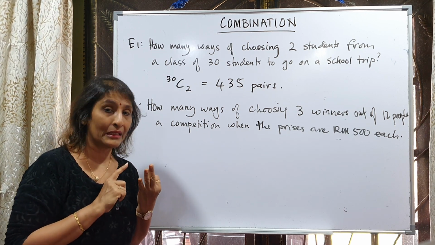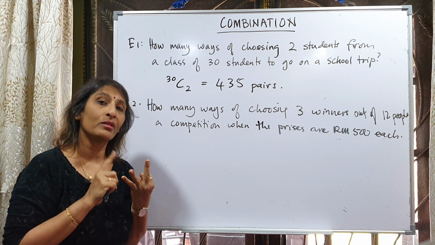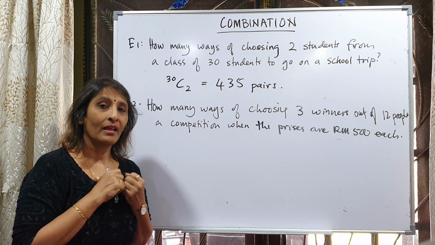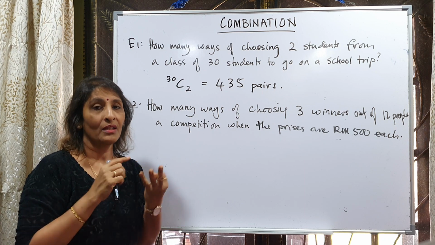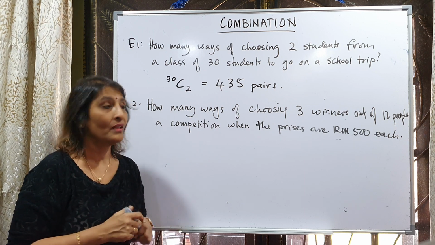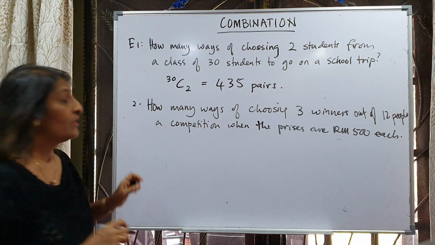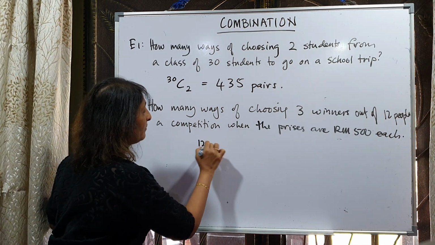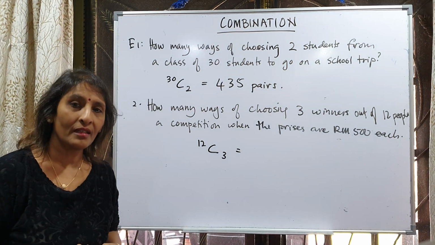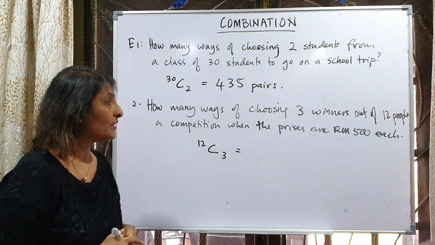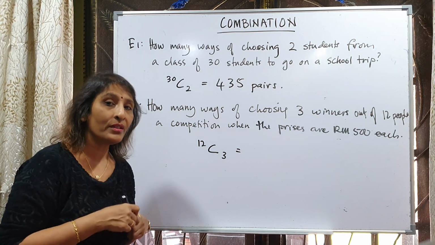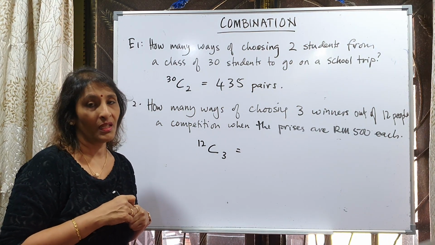So does it matter who I chose first, who I chose second, who I chose third? No, right? Everyone is going to get the same prize. So the arrangement here is not a problem. It does not matter. So for this kind of question, you are going to use 12C3. You get it? So the 2 examples I just showed will give you an idea when to use P and when to use C.